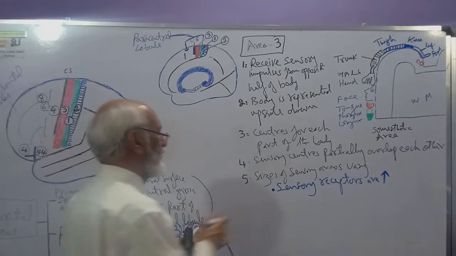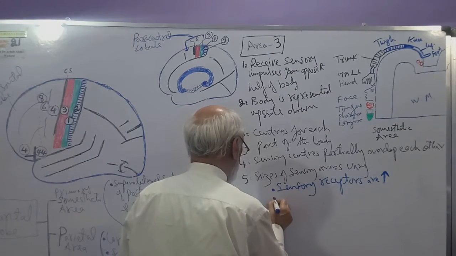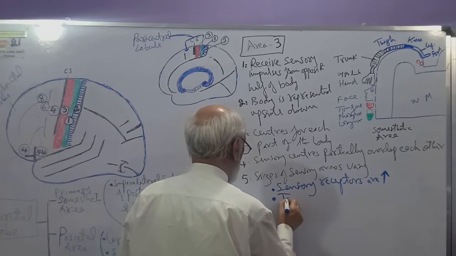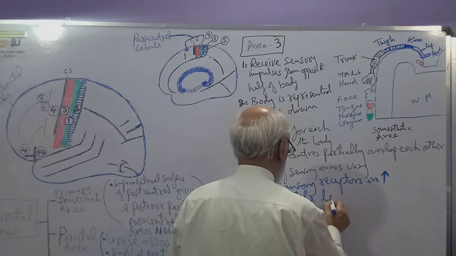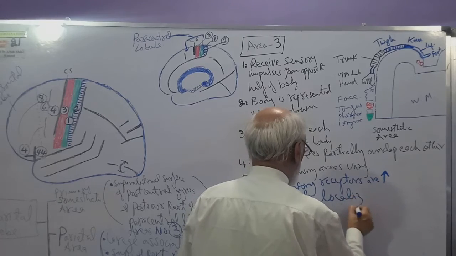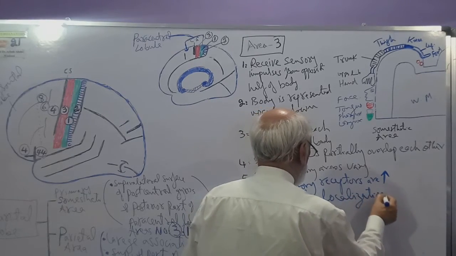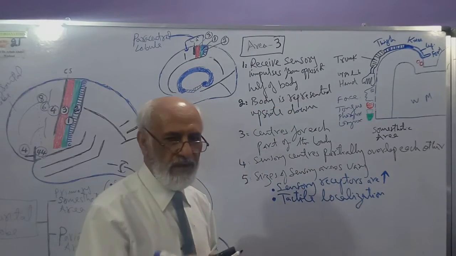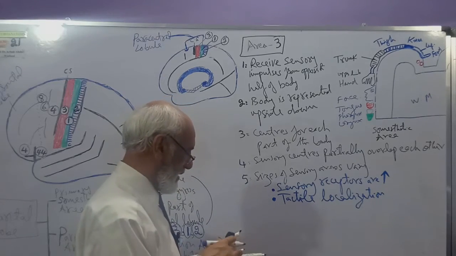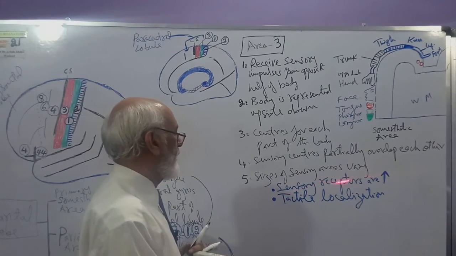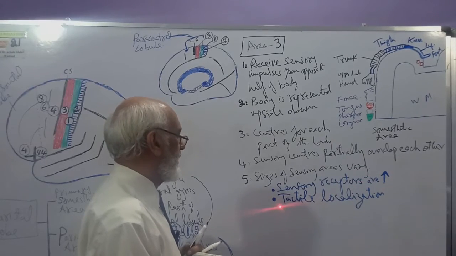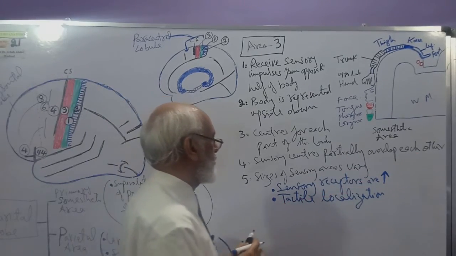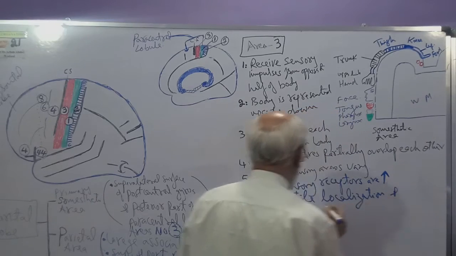And the second factor is the tactile localization. The size of these sensory centers not only depends upon the richness of the sensory receptors present there, but second, tactile localization and tactile discrimination.